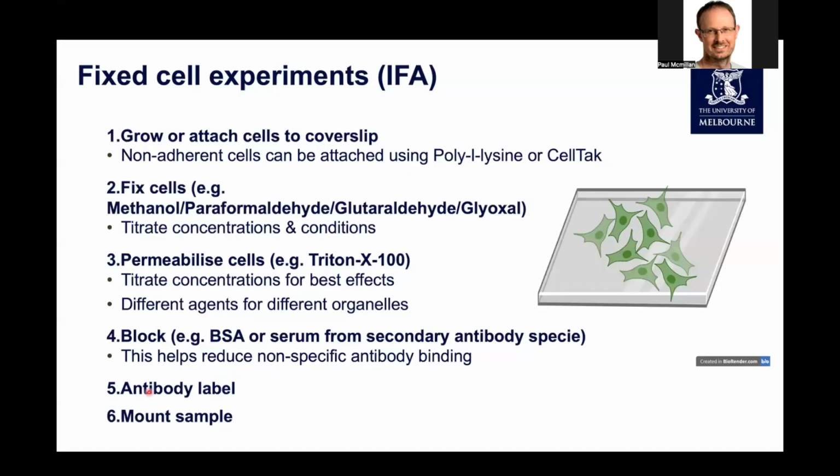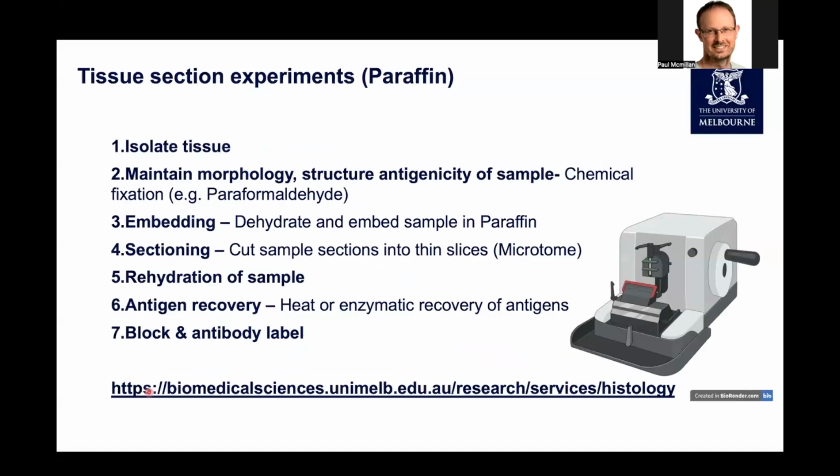So that was cell-based immunofluorescence assays. The next thing that we're going to look at is tissue section experiments. And in this case, we are going to paraffin embed the tissue samples. So there's a few steps here. Before we go through those, I'd just like to highlight that at the University of Melbourne, we have a histology facility which will train you how to do this. I can also run fee-for-service experiments to do this for you on your behalf. So feel free to reach out to the histology team through that link at the bottom there.